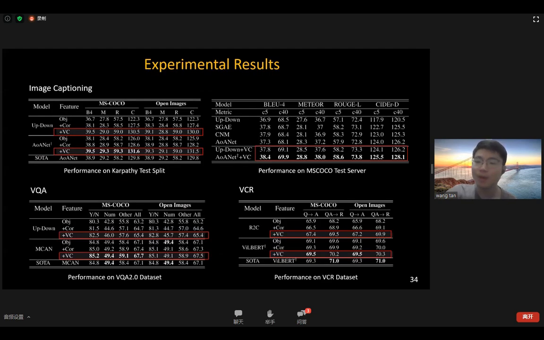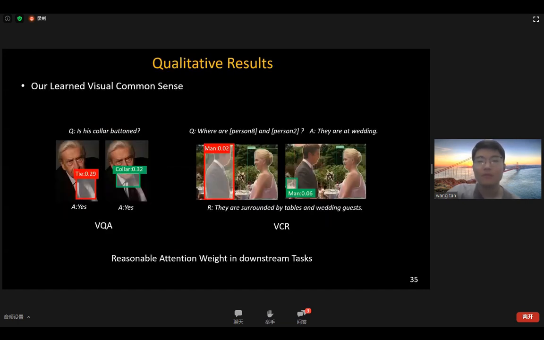Here, we show a part of experimental results. We can see that concatenated with our VC feature, the models can receive huge performance improvements in all downstream tasks. We further visualized some qualitative experiments of utilizing our VC feature, the right one, compared with using pure object feature, the left one, in VQA and VCR tasks. We can see that with our VC feature, the model can get more reasonable attention weight.